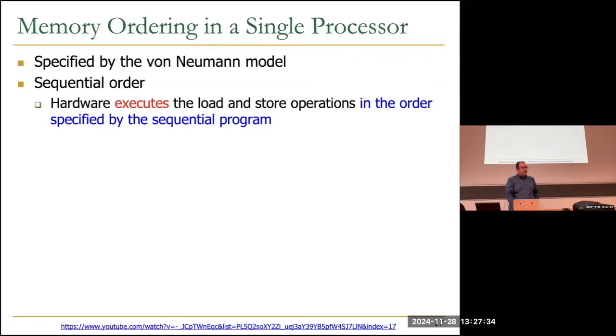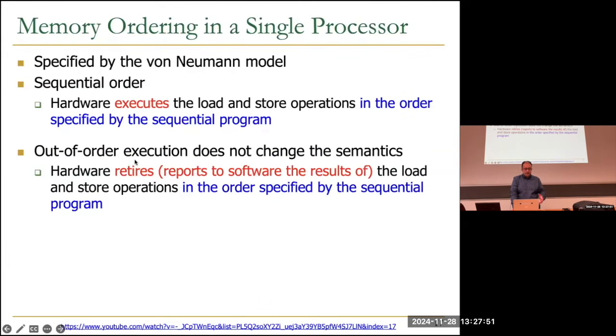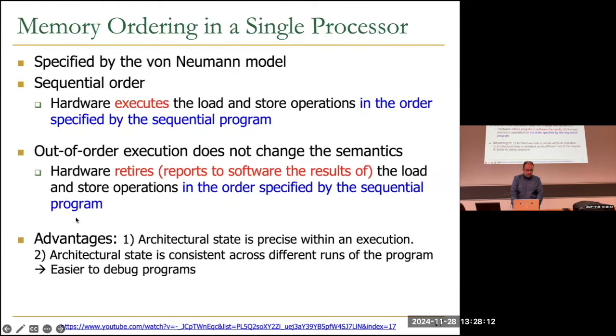So let's look at memory ordering in a single processor first. That is specified by the von Neumann model. We have sequential order in a single processor, essentially. The hardware executes the load and store operations in the order specified by the sequential program. Even though you might have out-of-order execution, it does not change the semantics, because in the end it retires instructions in program order. That's why we have the reorder buffer, for example, to make sure that things happen in the sequence of the program. These are advantages of that.